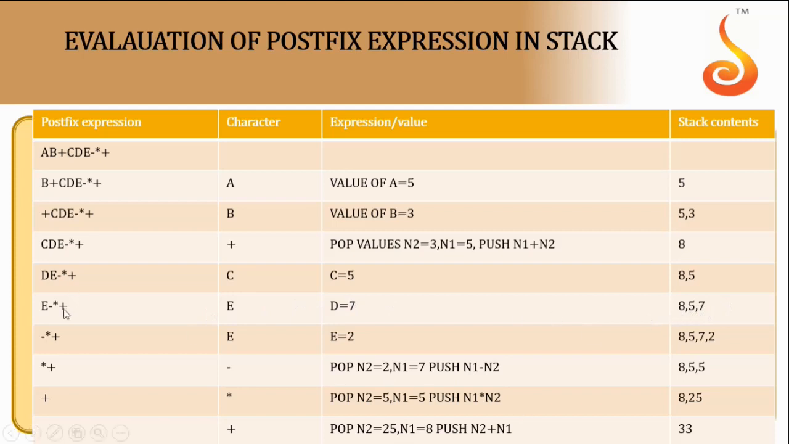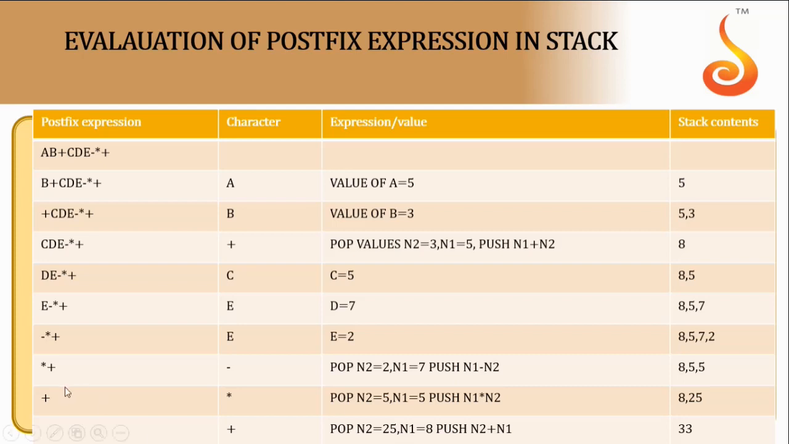After that, the next character in the expression is E, I'm left with minus star plus. Again, E gets pushed. E is equal to 2. So the value gets pushed. Until you get an operator, you won't be popping out anything. All the other operands, their values get pushed in the stack. So it is 8, 5, 7, 2 because E is 2. That is the last element which is pushed in. So 2 is the top, pointing there.